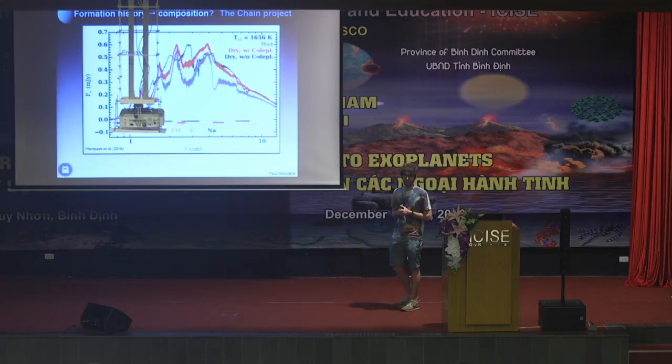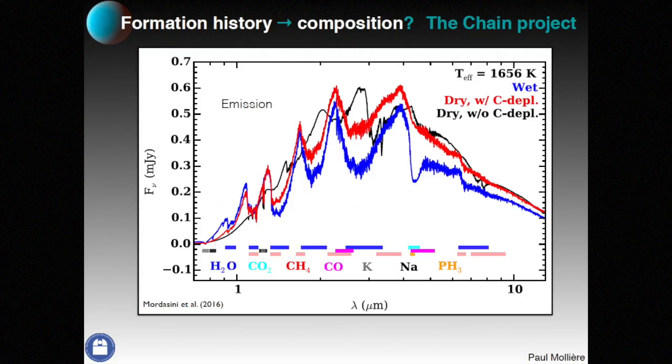If we had a dry planet without carbon depletion, then it would look like this. And then instead of the water features, you would get strong methane features, which would have been the nice case, but unfortunately we think that this is unlikely.